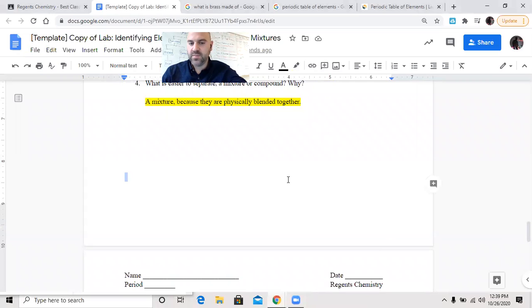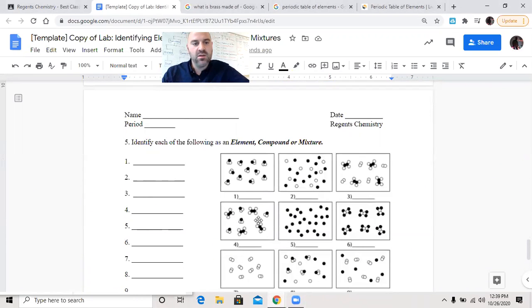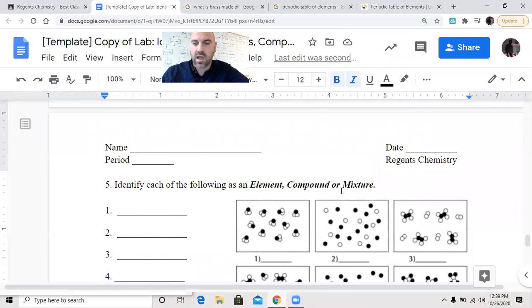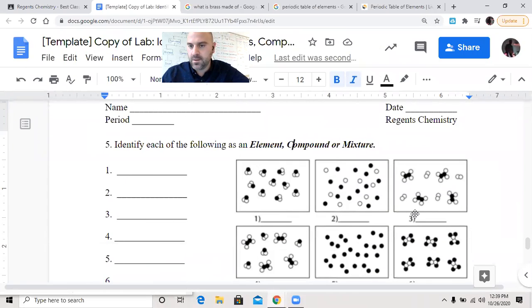Okay, that's number 4. Number 5 is going to be several questions here. We're interpreting these little particle diagrams to figure out if it's an element, a compound, or a mixture. So this number 5 is like 15 different questions or parts of this. Let's go through at least 5 of them.